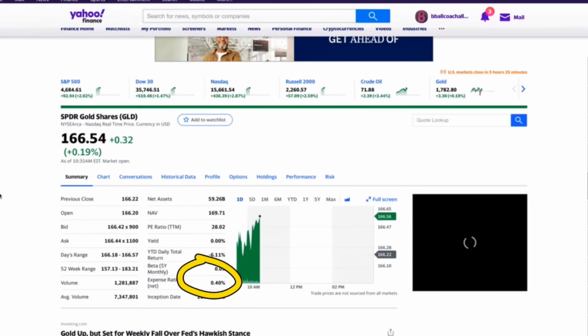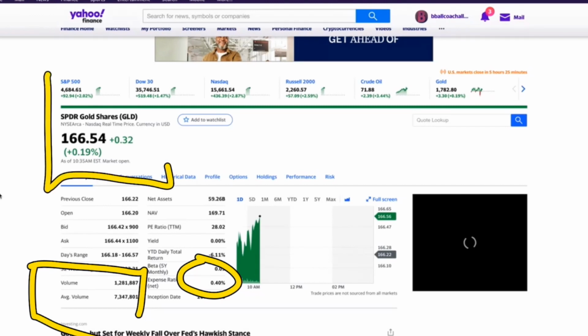It's 0.4% for the MER as well. And the average share volume of that is around 7 million shares traded per day. So it's a very interesting option to invest in, considering that an ounce of gold is close to $2,000, and one single share of this is $166. Sometimes it's a bit easier to get into this than it is an ounce of gold.